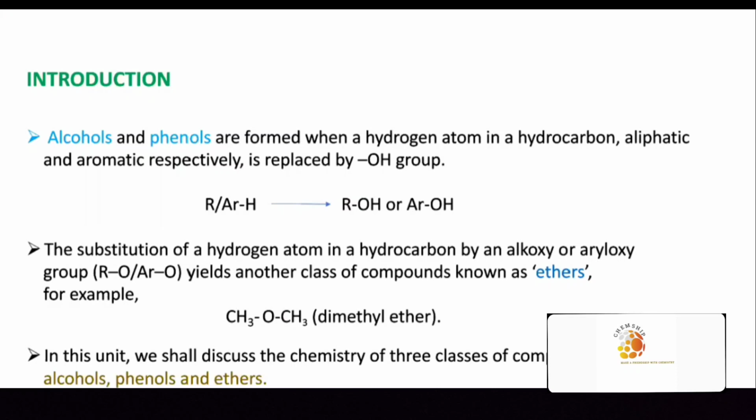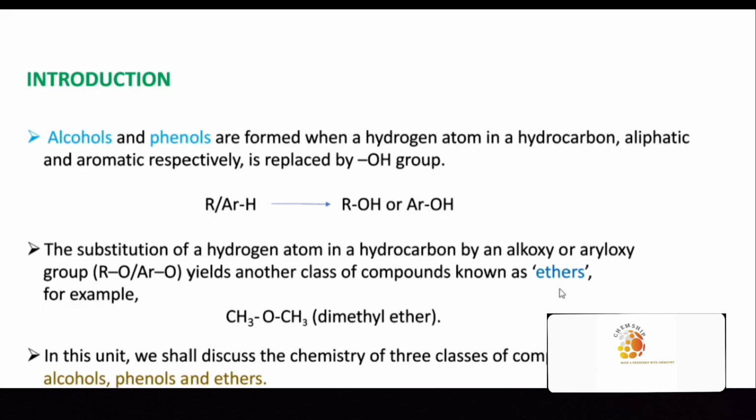First of all, introduction. Let us know how to form alcohols and phenols from a hydrocarbon, that is an alkane. For example, I am taking an alkane, that is RH or ArH. If I replace this hydrogen with OH, then an alcohol or phenol will form. If I take an aliphatic group, this R, and replace one of the hydrogens with OH, then an alcohol will form. When I take an aromatic group and replace one of the hydrogens with an OH group, then phenols will form. In this way, alcohols and phenols form.